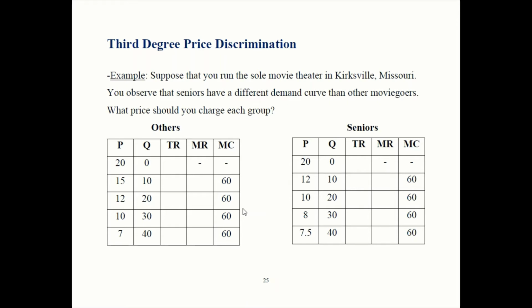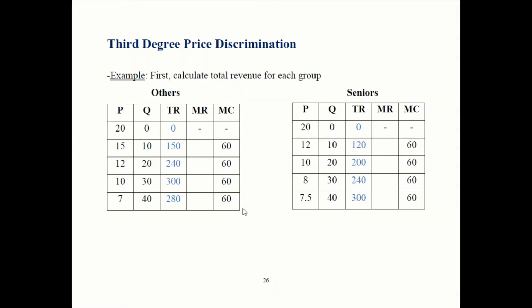Alright, I'll assume you have worked through the problem by now. The first thing we got to do is fill in our table. So we find total revenue by just doing price times quantity. 20 times 0 is 0. 15 times 10 is 150. 12 times 20 is 240. And so on for these other numbers over here.